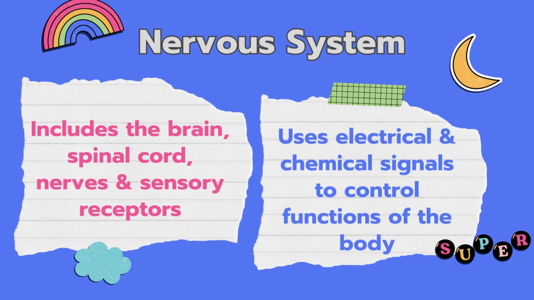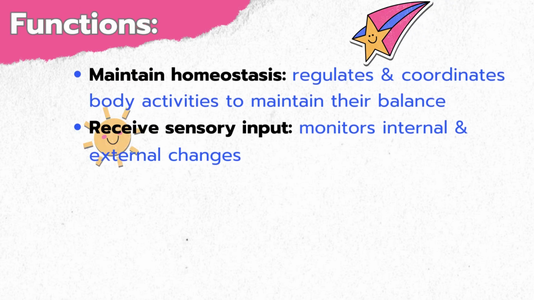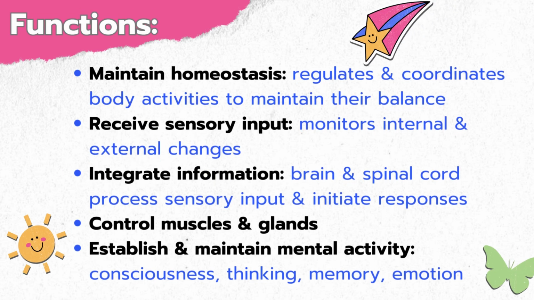First, the nervous system includes the brain, spinal cord, nerves, and sensory receptors. It uses electrical and chemical signals to control the functions in our body. The nervous system provides several functions. It maintains homeostasis by regulating and coordinating body activities to maintain their balance.